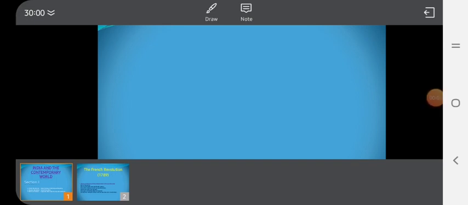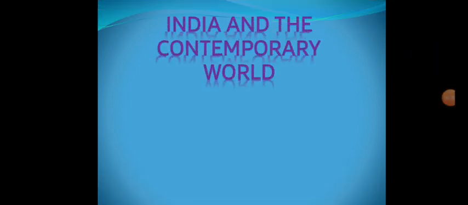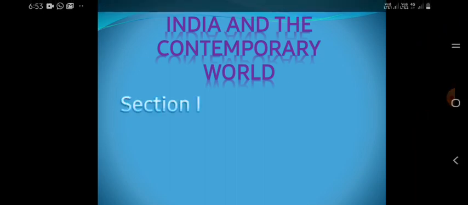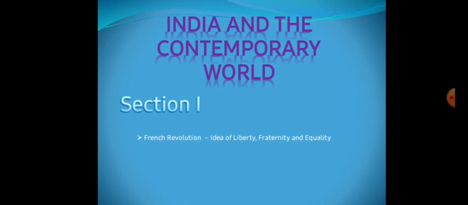Class today. The text is India and the Contemporary World. And in this text, first section, we will be studying three major developments that happened in Europe during the 18th and 19th centuries. The first of them is the French Revolution, which brought in the idea of liberty, fraternity and equality in the cause of democracy.